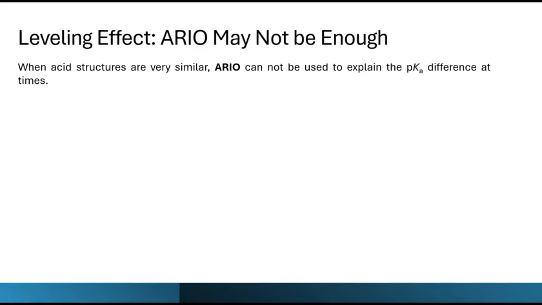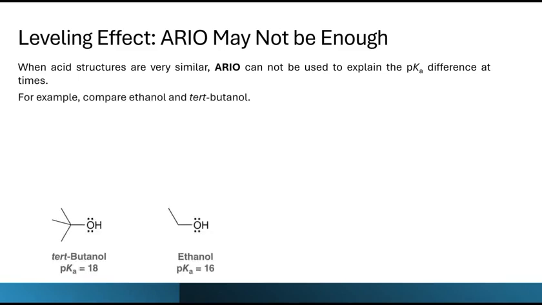Leveling effect: resonance and electronegativity might not be enough. When acid structures are very similar, resonance and electronegativity cannot always be used to explain the pKa difference. For example, let's compare ethanol and tert-butanol. Both of these alcohols would have the negative charge very localized on O when H plus is removed. The pKa of tert-butanol is 18, and the pKa of ethanol is 16. That's telling us the acidic strength of ethanol is 100 times stronger.